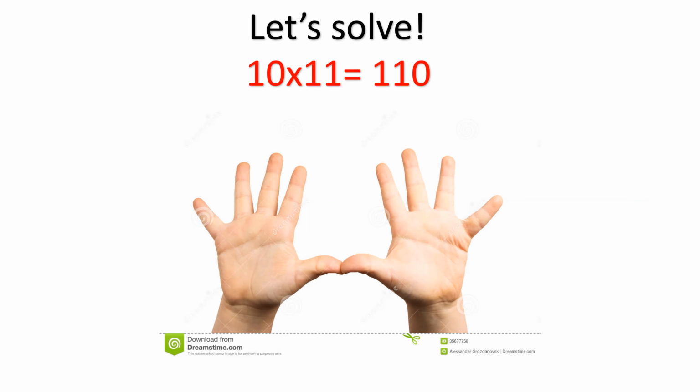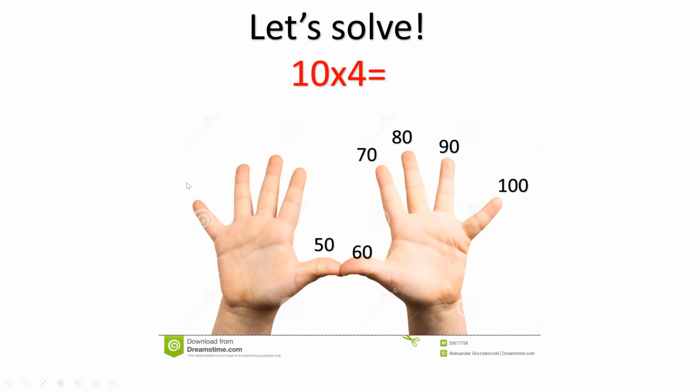Uh-oh, 10 times 11, what am I going to do? I don't have 11 fingers, but let's give it a try. 10, 20, 30, 40, 50, 60, 70, 80, 90, 100. Uh-oh, I ran out of fingers. Well, I go back to my first finger, and I go 110. So 10 times 11 is 110. You just start counting and just add 10.